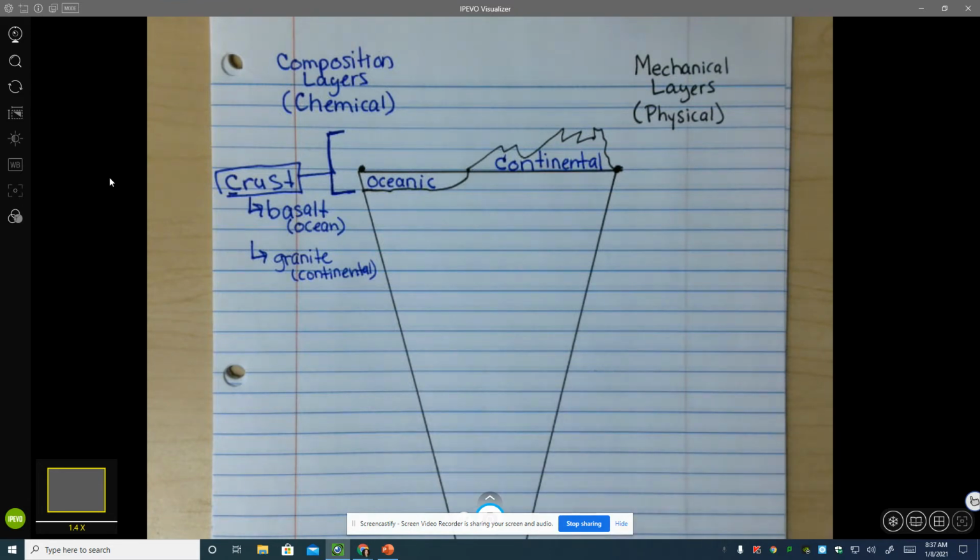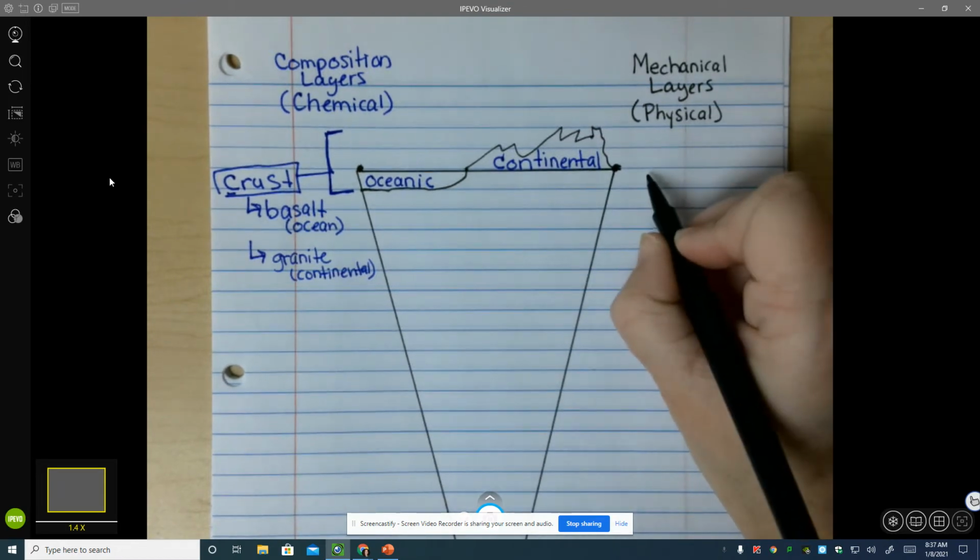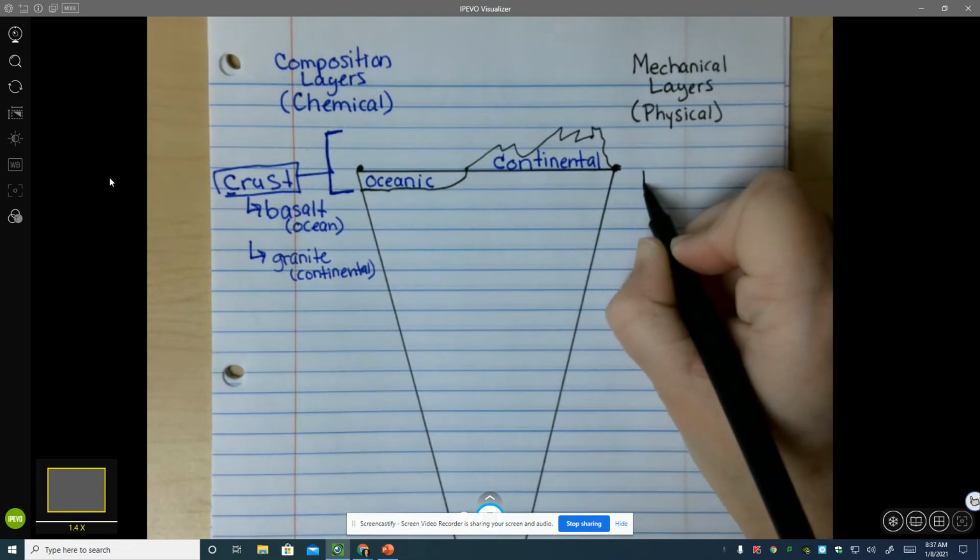In our layers of the earth lab yesterday, it said the lithosphere was about 200 kilometers, right? So let's go ahead and talk about the lithosphere a little bit. And that is organized over here under physical layers. So go ahead and write lithosphere.